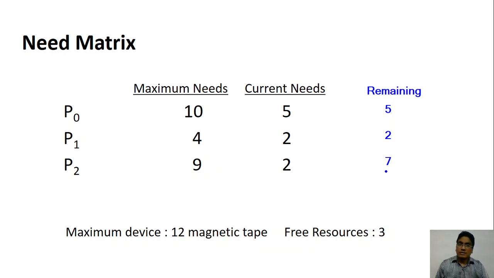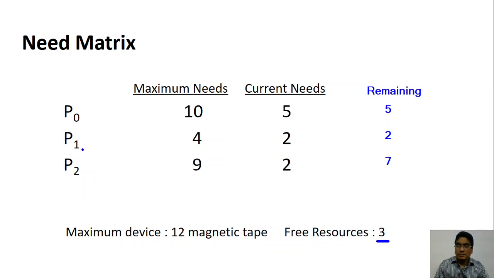Now in this system, what is left with you? Left with you is 3. With this, can you complete the work? Now remember, you have 3 with them. If you give all the 3 to P0, it cannot complete it. Why? It requires 5. If you give 3, it says I need 2 more to complete it. You are giving 3 to me, I want 5.